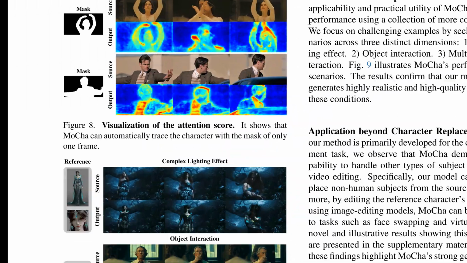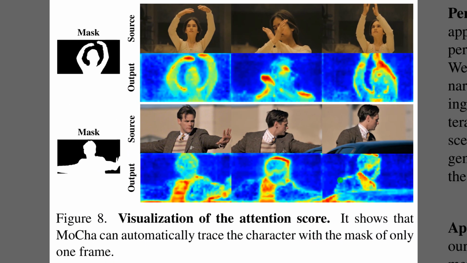So, while Table 1 proved the performance numerically, Figure 8 visualizes the underlying mechanism by plotting the model's attention scores. On the far left, the column labeled mask shows the single static input provided for just one frame. The vibrant heat maps in the output rows then reveal where the model focuses. Crucially, the red high attention areas shift to follow the character's movement in the source video, which demonstrates that the system successfully performs implicit tracking.